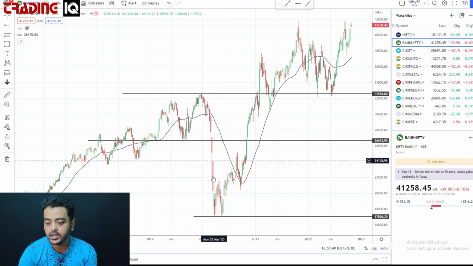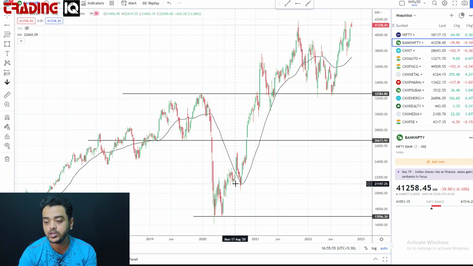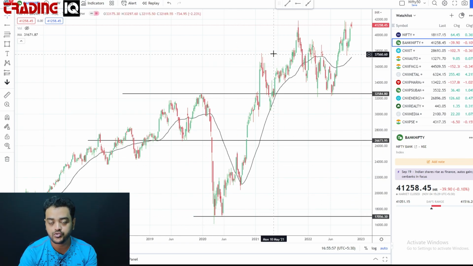It hit that level, and then it went up, and then it hit again, and then it went up and broke the 30-week moving average and started stage 2, right? So this is a stage 1 formation. So how can you understand?